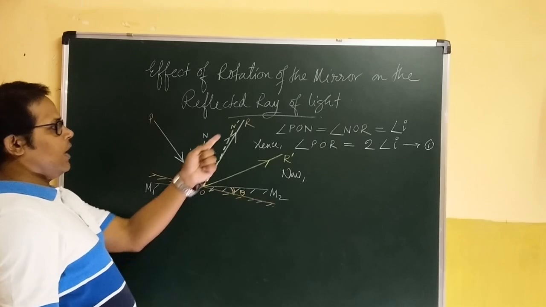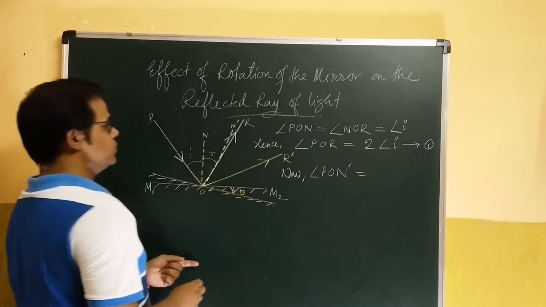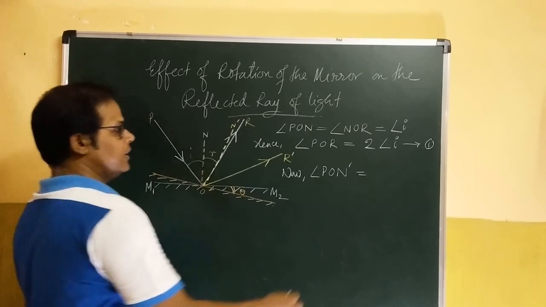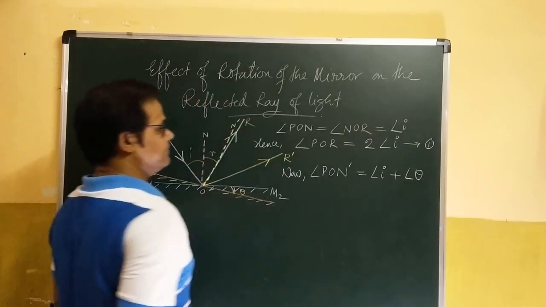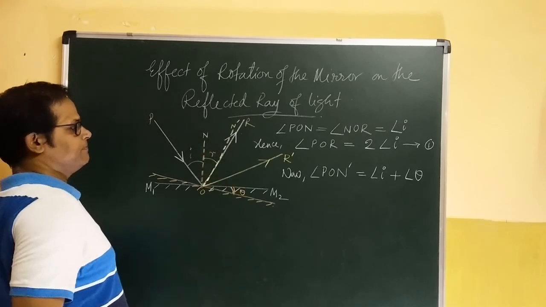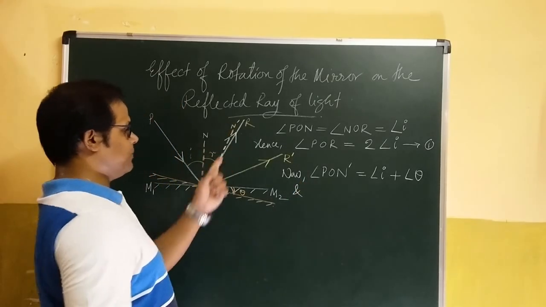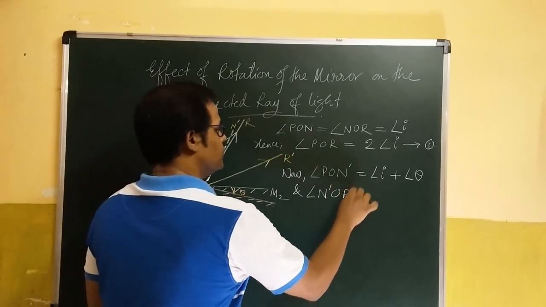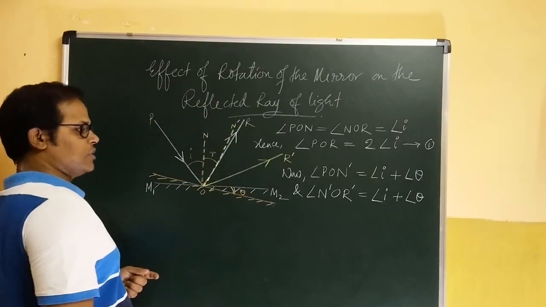Now we can write from the diagram that angle PON prime should be equal to the original angle I plus theta. Originally it was angle I, now you have added angle theta. Is that clear to all of you? Angle I plus theta. This is the extra thing which has gone by theta. And angle N prime OR prime should also be equal to angle I plus angle theta by the laws of reflection.